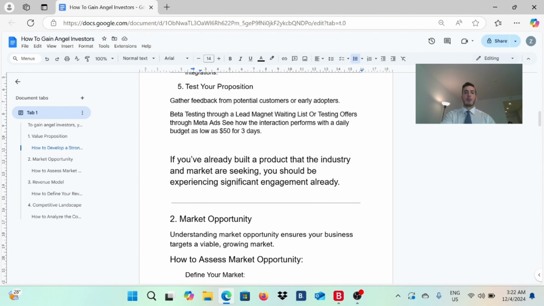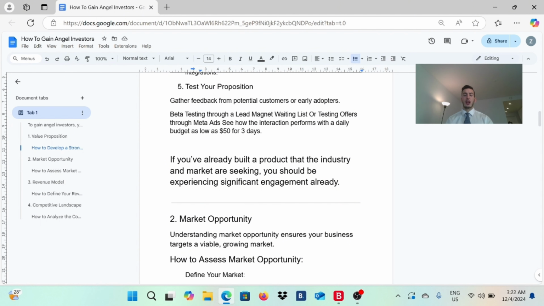Number five, test your propositions. What that means is you need to gather feedback from potential customers or early adopters, through beta testing with a lead magnet, a waiting list, or by testing offers through Meta ads. See how the interaction performs with a daily budget as low as $50 for 3 days.